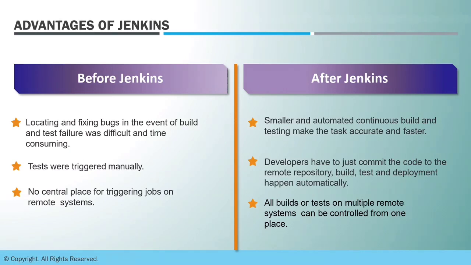These are some advantages of Jenkins as compared to working without Jenkins. Before Jenkins, locating and fixing bugs in the event of build and test failure was difficult and time consuming. We all know, being IT professionals, how much effort and pain is involved in manually reading the code, manually finding the bugs, testing each test case, and running the test cases multiple times for every bug fix. Everything was time consuming and there were always chances of human error.